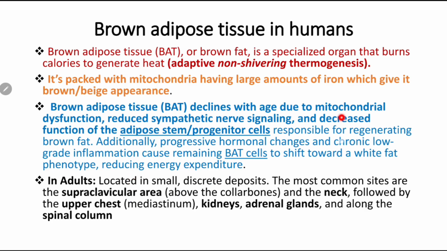Now with age, because of all the age related stuff, brown adipose tissue goes down, but still some of it is located in the supraclavicular area, about 100 to 300 gram is there in the body, right? And it's found in the supraclavicular area, neck, upper chest, around the kidney, adrenal, and spinal column. What are the advantages actually?